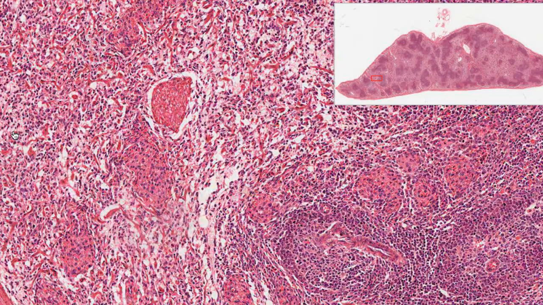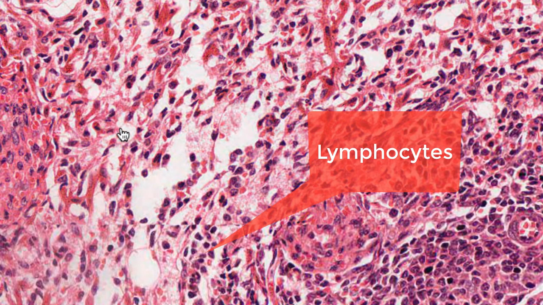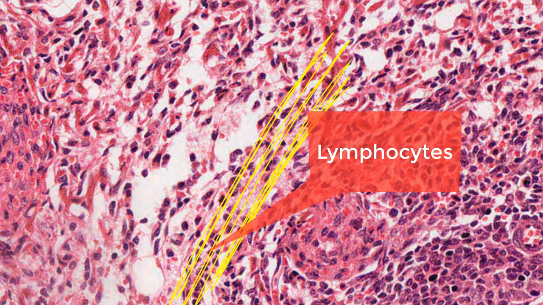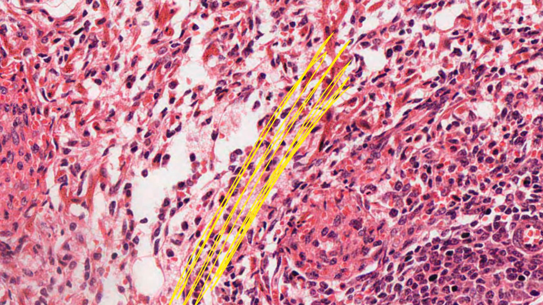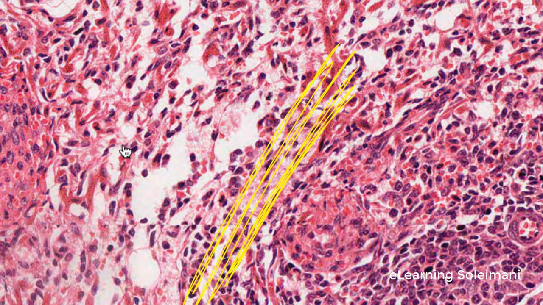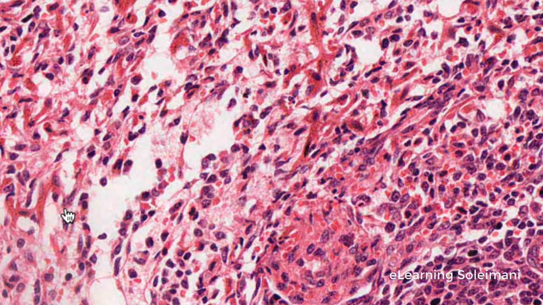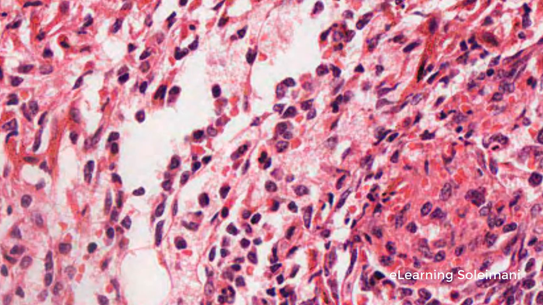the red pulp, which includes splenic sinusoids and lymphocytes that are present as cellular cords called cords of Billroth. Here we see the Billroth cords, lymphocyte aggregates in the form of cords. Between them, we can see the sinusoids with red blood cells visible inside them. These are red pulps.